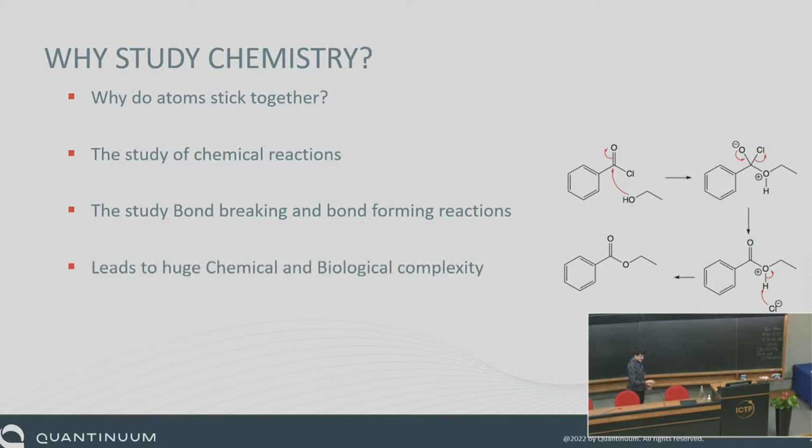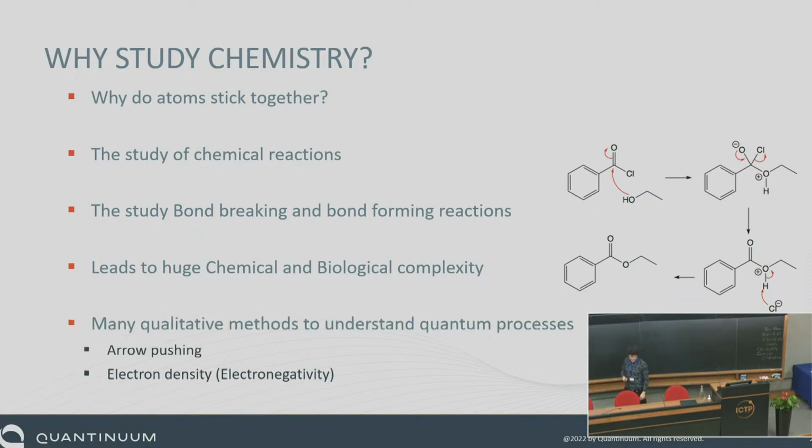But you'll see that some simple analysis working from atomic orbitals gives you this picture, and it leads to a huge amount of chemical and biological complexity. Particularly if you just think about the atomic orbitals, how they interact and the electron density, you can build up quite a good picture of chemical bonding.